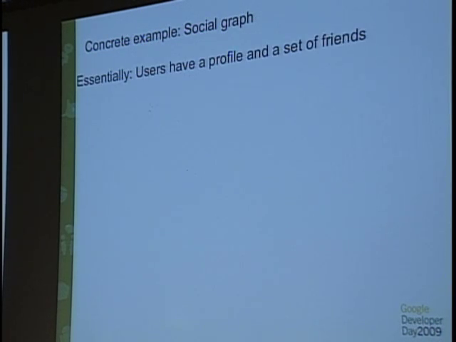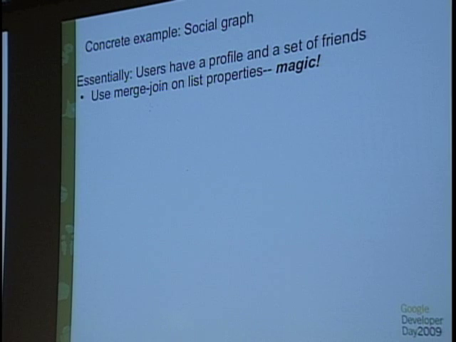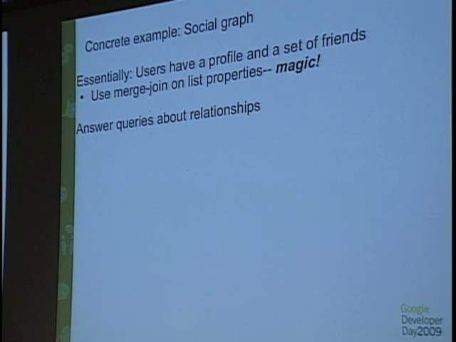Let's take a look at another example, the social graph. This is users that have profiles and a set of friends. We'll look at merge join on list properties and show a little bit of magic there as well. It'll allow us to answer queries on relationships.